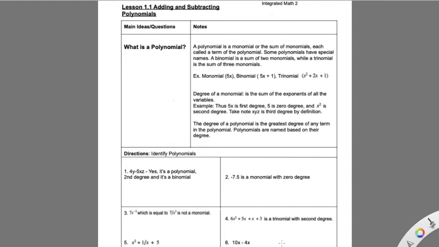So the first one is just introducing the idea of a polynomial. So they give us a definition. A polynomial is a monomial or the sum of monomials, each called a term of the polynomial. Some polynomials have special names. A binomial is a sum of two monomials, while a trinomial is the sum of three monomials. So they're definitely throwing out some words here. So let's take a look at them.